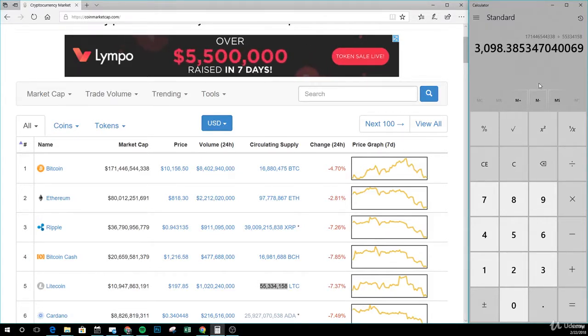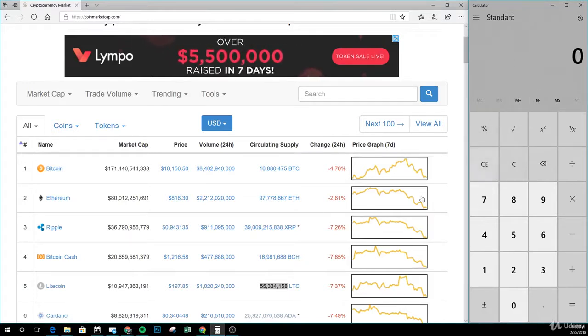So from the calculation we already did, if the market cap of Litecoin were to hit the same market cap of Bitcoin, the price of Litecoin would only be at $3,098. To figure out what it would take for the price of Litecoin, which is currently at $197, to hit the price of Bitcoin at $10,156, we could take this price of Litecoin and divide it by the current price of Bitcoin to see what the market cap of Litecoin would have to be for the price of Litecoin to equal the price of Bitcoin. I know that's a mouthful, but take a look here. So that's $3,098. We'll just round down to the nearest dollar.